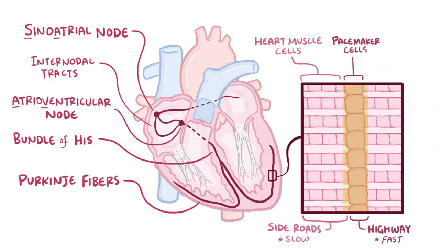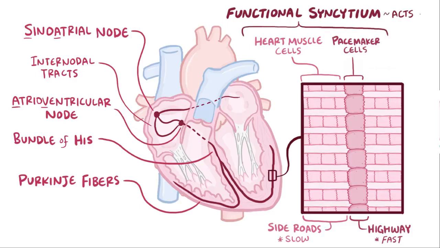This is important because we want all of the myocytes to pick up that action potential and contract at about the same time. We can call this whole system a functional syncytium, which means that the mechanical, chemical, and electrical connections between these cells allow them to act as one unit in some ways. And it's the pacemaker cells that can make all this happen.